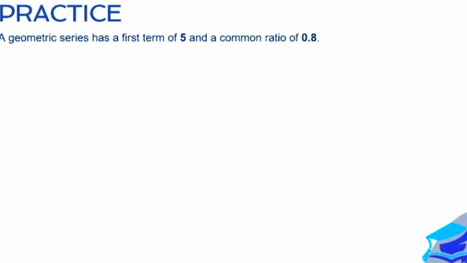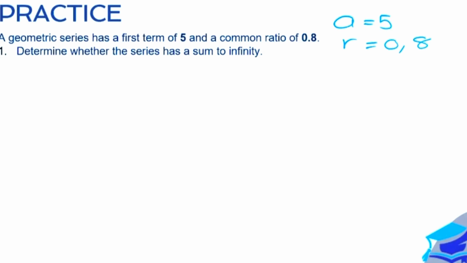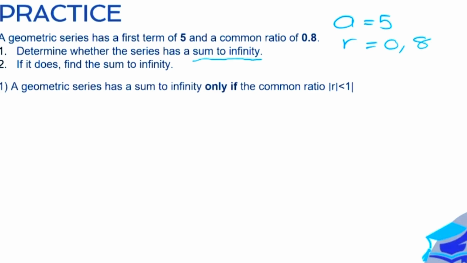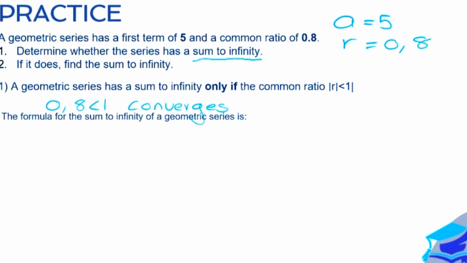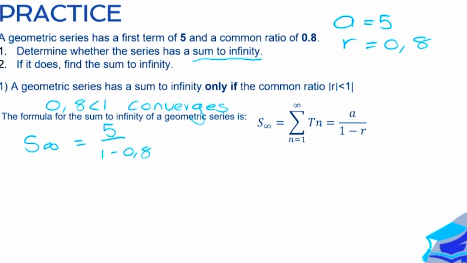A geometric series has a first term of 5 and a common ratio of 0.8. a is equal to 5 and r is equal to 0.8. Determine whether the series has a sum to infinity. If it does, find the sum to infinity. For it to have a sum to infinity, it must be convergent, so 0.8 is less than 1 and it converges. To work out the sum to infinity, we use the sum to infinity formula, a over 1 minus r. We plug in the values that we know, and our sum to infinity is equal to 25.